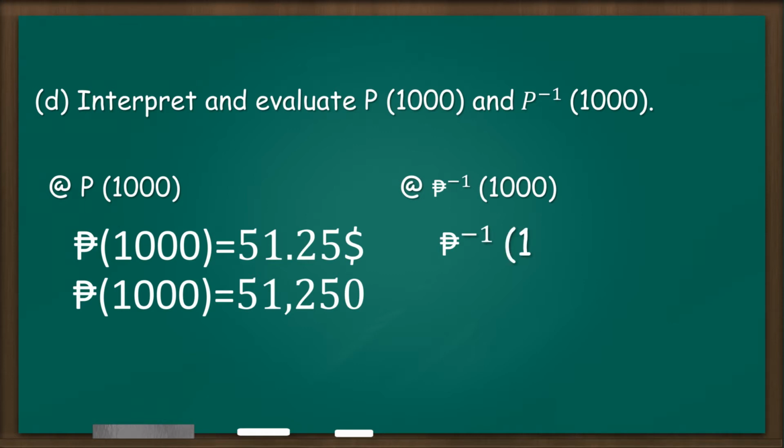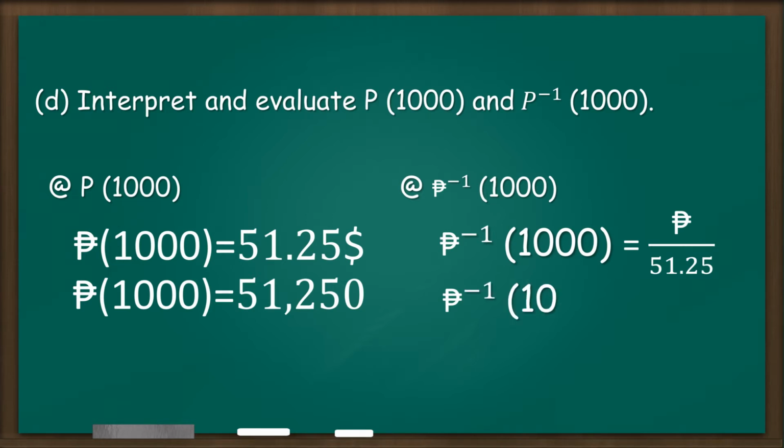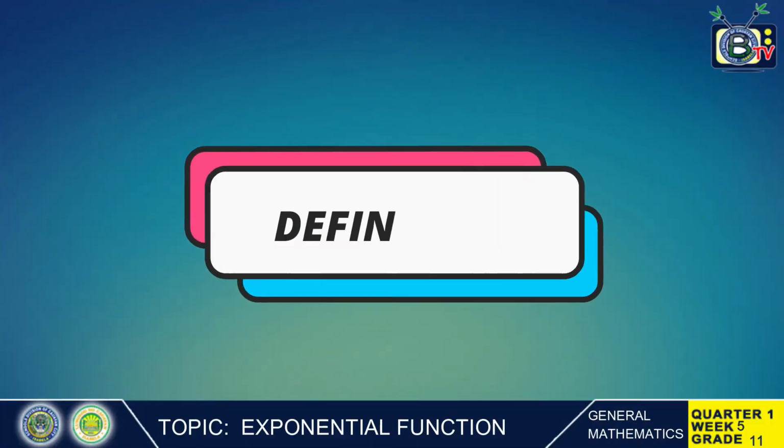At inverse function of Philippine peso of 1000, we will have a new function. That is, the inverse function of Philippine peso of 1000 is equal to Philippine peso divided by 51.25. By substituting the value of Philippine peso, which is 1000, we will have a quotient of 19.51.